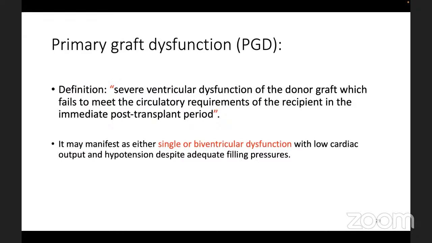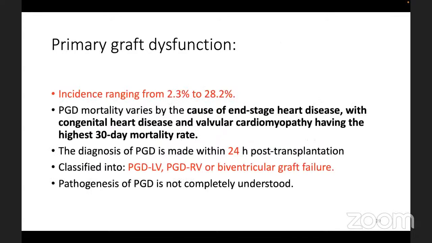Primary graft dysfunction is defined as severe ventricular dysfunction of the donor graft, which fails to meet the circulatory requirements of the recipient in the immediate post-transplant period. It may manifest as either single or biventricular dysfunction with low cardiac output and hypotension despite adequate filling pressures. So the incidence range here is estimated to be between 2.3 to 28.2%.